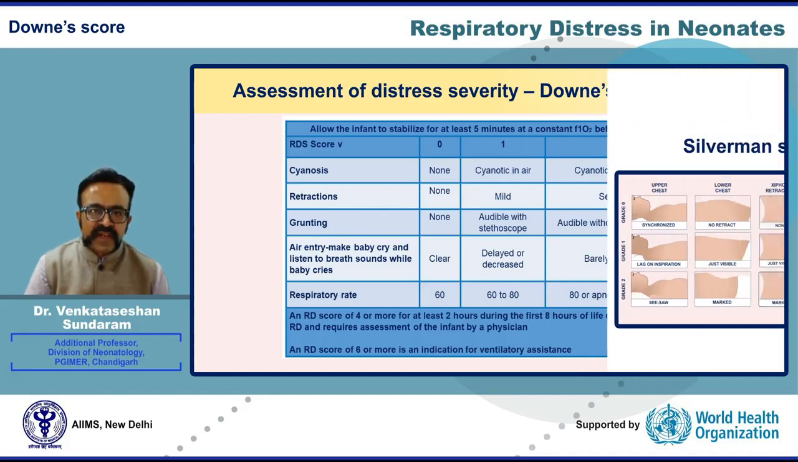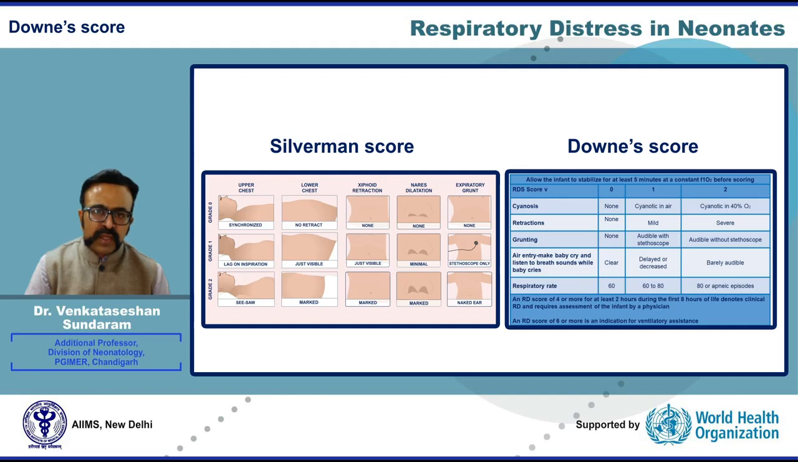Still, the severity scores as described above, both the Silverman-Anderson score and the Downes score, play a very important role in understanding the illness severity.